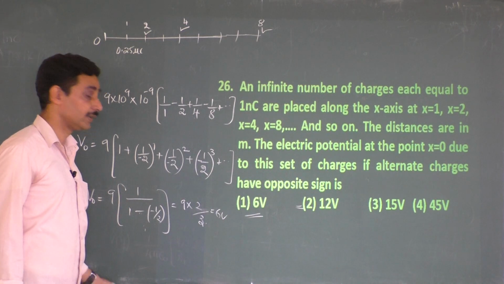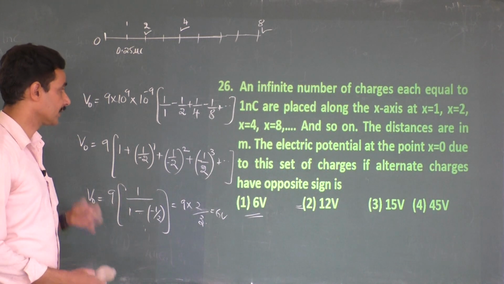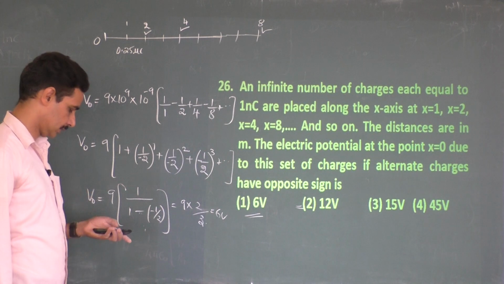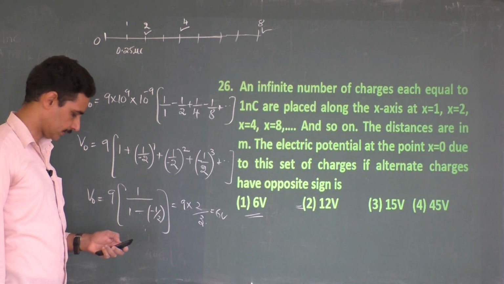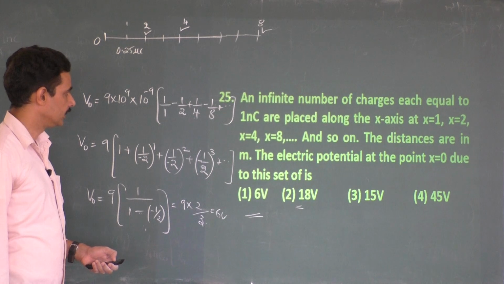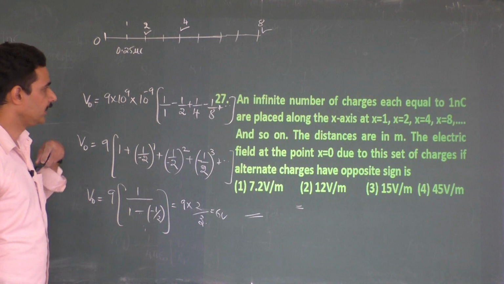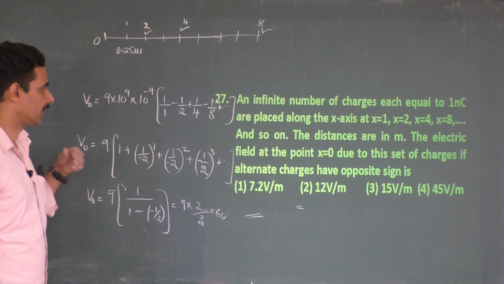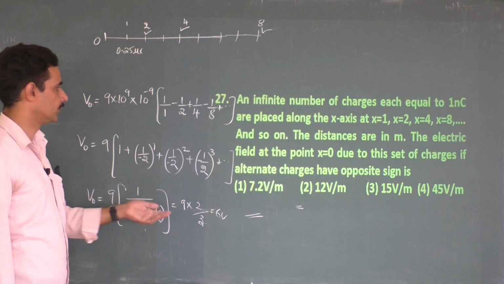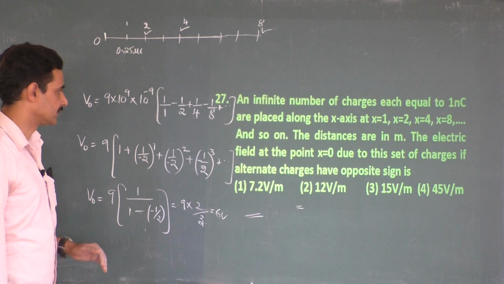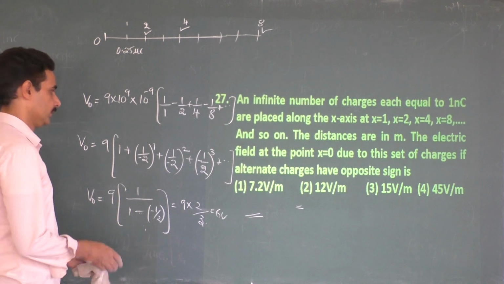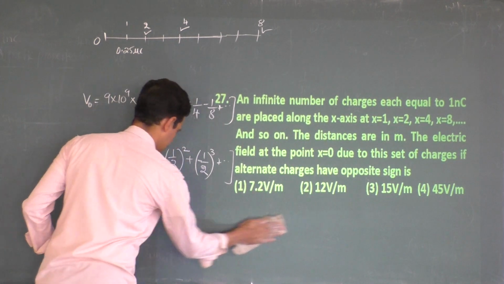Now if electric field is asked, that is the next problem, 27th one. We'll move on to the 27th problem. Electric field is asked. Yeah, this is 25th. An infinite number of charges, each equal to 1 nanocoulomb, are placed along the x-axis at 1, 2, 4, 8 and so on. Distances are in meters. The electric field at x equal to 0.